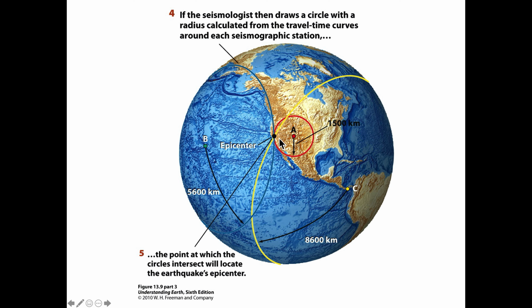So the earthquake took place here, beneath San Francisco. A station in Denver, 1,500 kilometers away, records this time travel differential. Another station in, this is probably San Jose, Costa Rica, says 8,600 kilometers away. And then Hawaii, 5,600 kilometers from this. We put those 3 great circles on a map of the globe, and we get San Francisco as the epicenter.